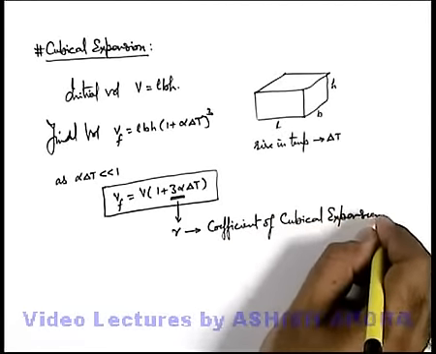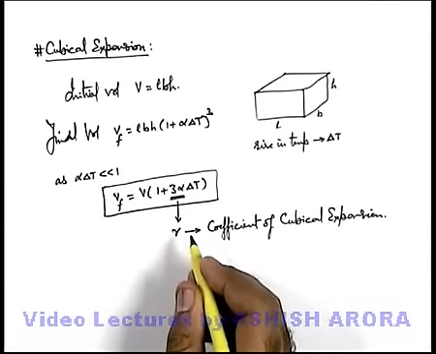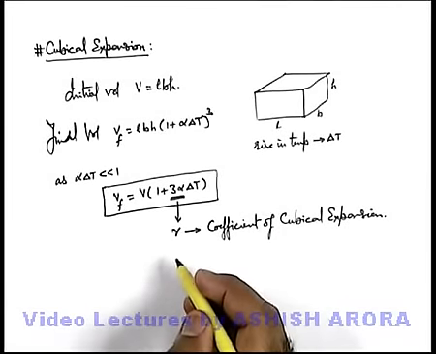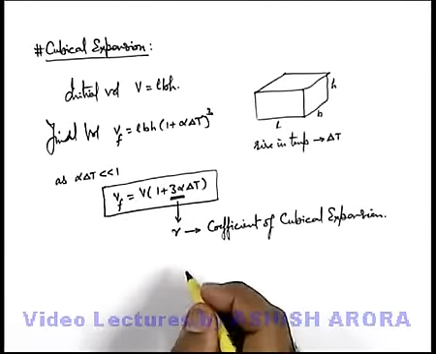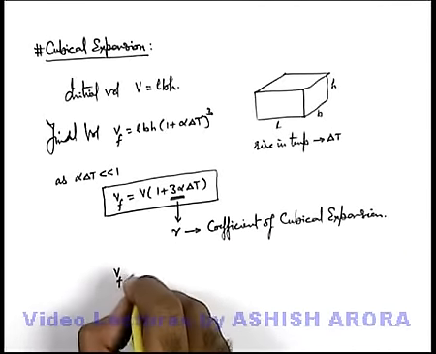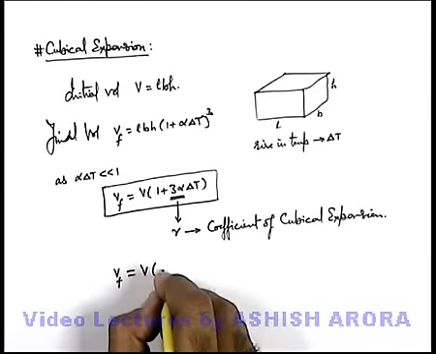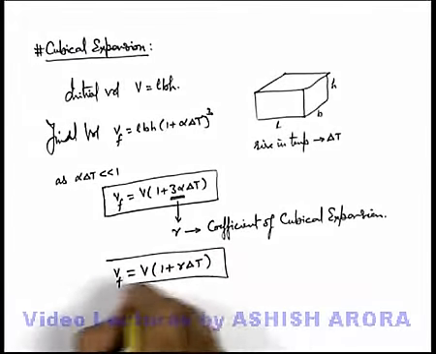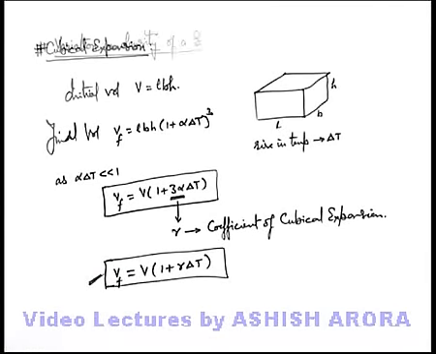And here you can also state that for liquids only gamma exists, but for solids alpha, beta and gamma all are in existence, because for liquids we can never talk about the dimensions, length or area. So we use the direct relation: final volume is initial volume multiplied by (1 plus gamma delta T), where gamma is the coefficient of cubical expansion. This is the relation we use.